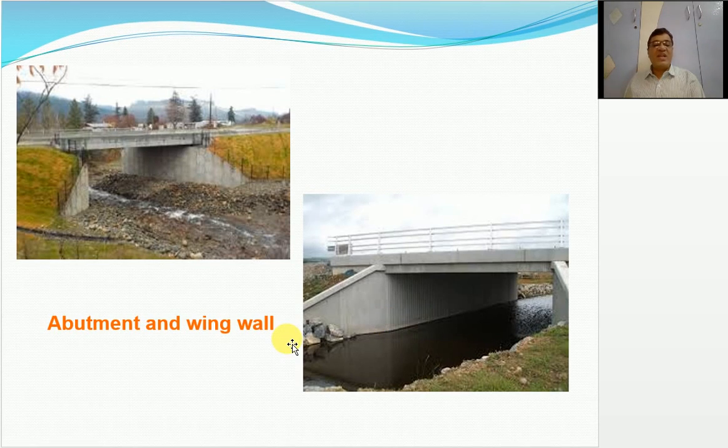Yes, this is the application of retaining wall as a wing wall and abutment. This is the bridge, and in this bridge, along with the support, the wing walls are provided. So this support as well as this wing wall are designed as retaining walls. This is another application, for the river. On both sides again, the abutments or the vertical supports, and the wing walls are provided, which support the soil and the bridge also.